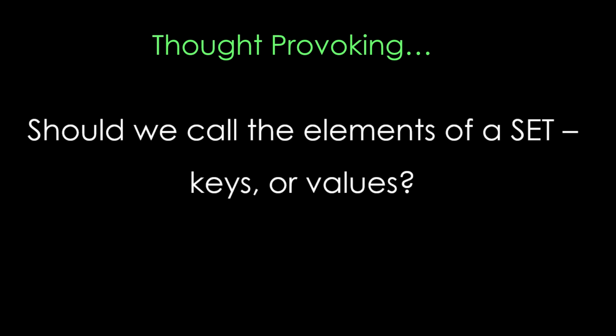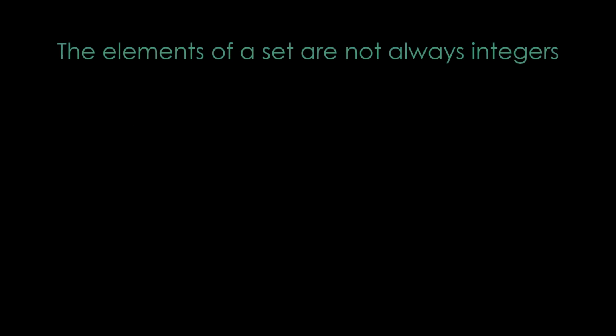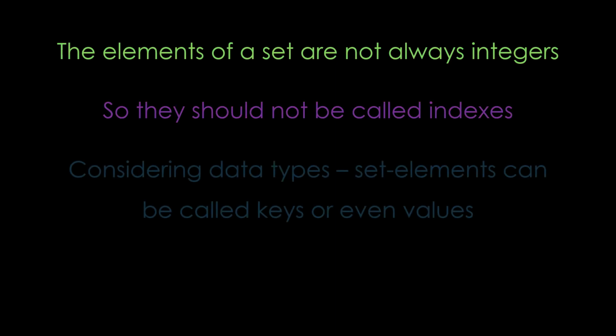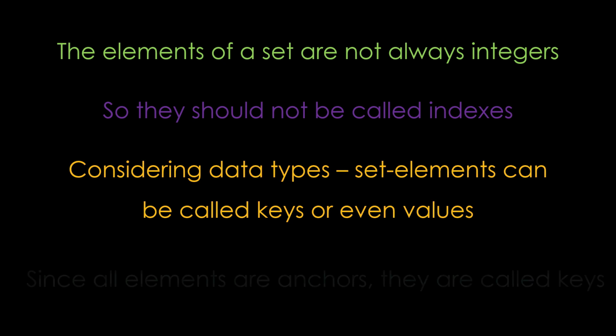Now, you could see that when we consider only the integer key for a dictionary, it has a certain similarity with a list. The next obvious question is, what should we call the items of a set? Should we find resemblance with indexes or keys or values? Any thoughts? Well, since entries of a set are not restricted to integer types, they should not be called indexes.